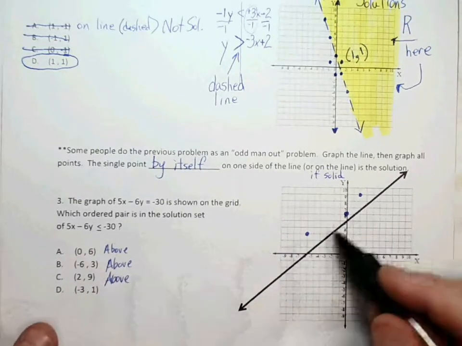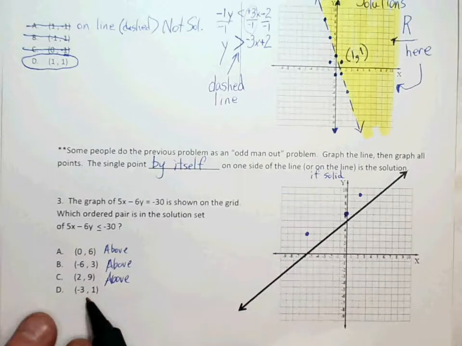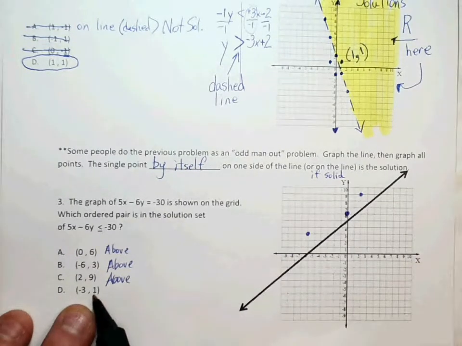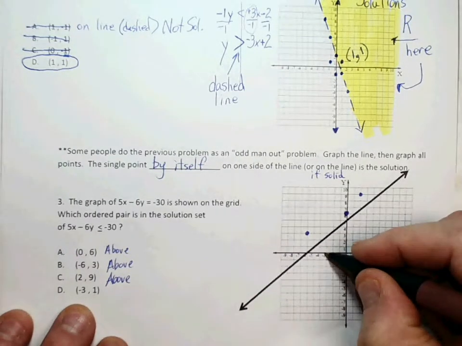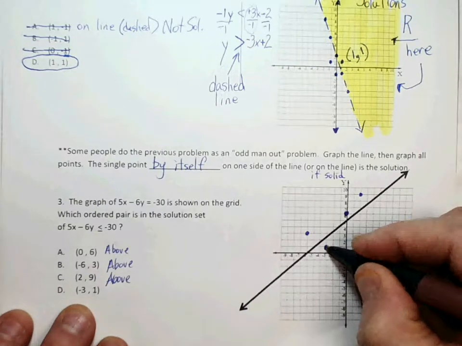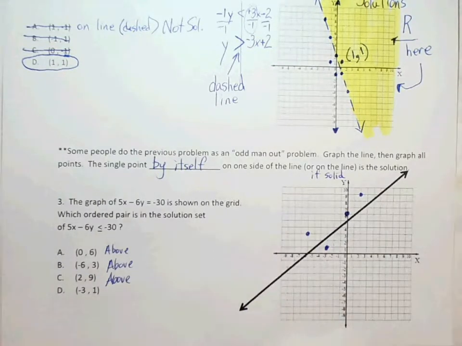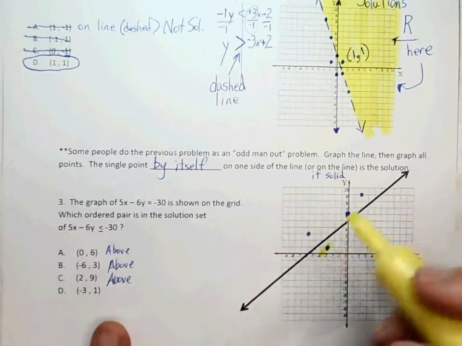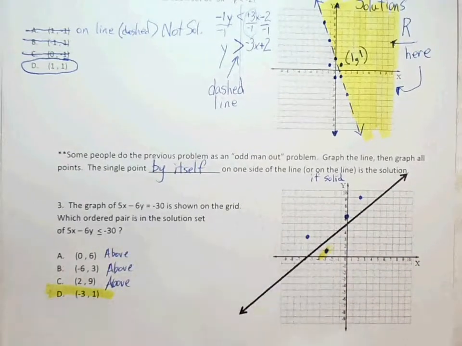Well, these three guys are on above. This one, if this one is below, he's the odd man out. Negative 3, 1 is right there. He's the odd man out. Okay? And I know that's my answer.